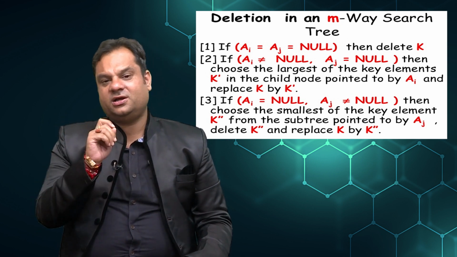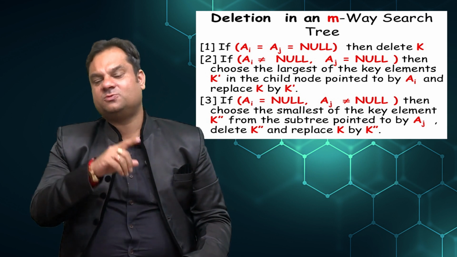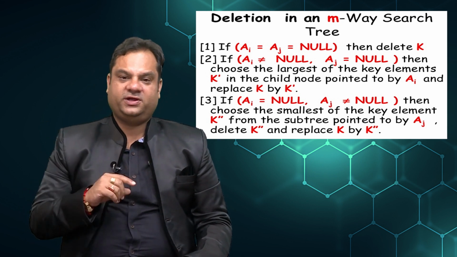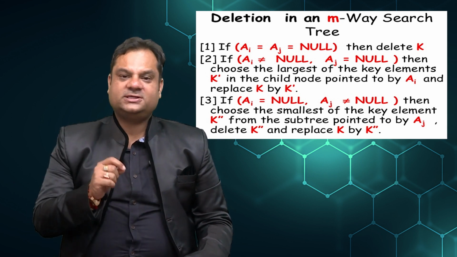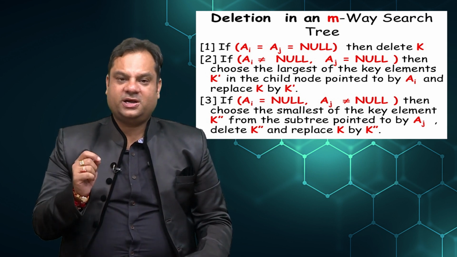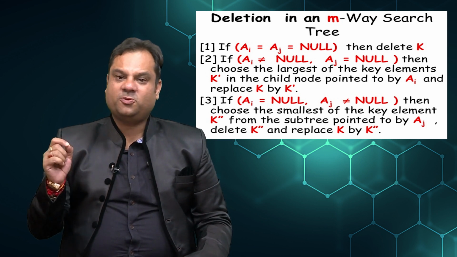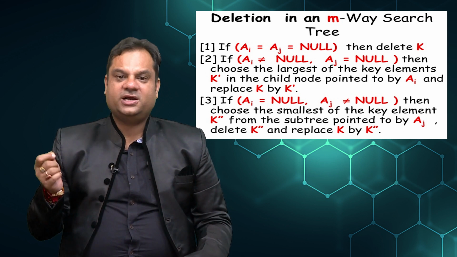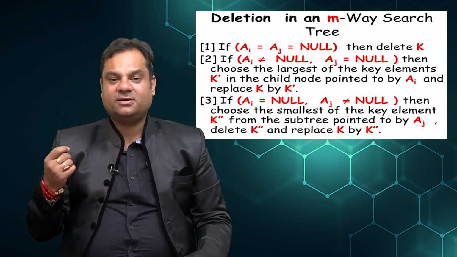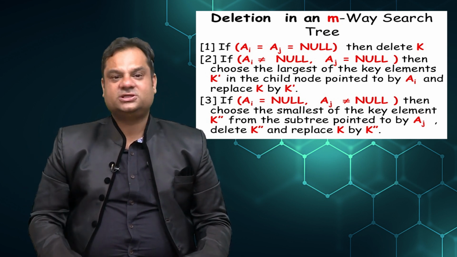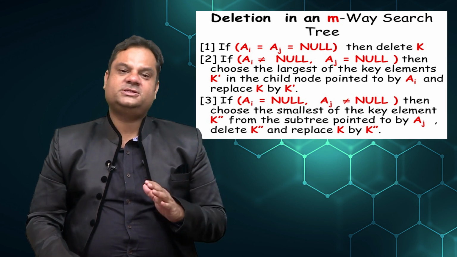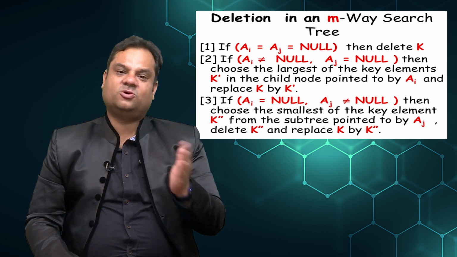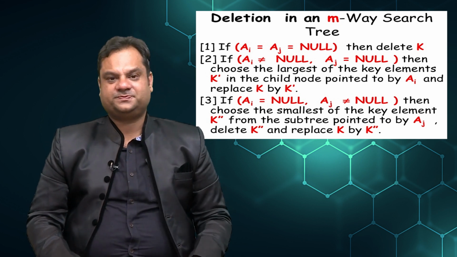So when you delete 10, it should be replaced by the smallest value of the right successor child, that is 15. So we replace the key element with k double dash of the subtree pointed to by aj, delete k from the tree and replace it by k double dash. So this is the third approach: when you delete an item, it is replaced by the smallest item of the right subtree.